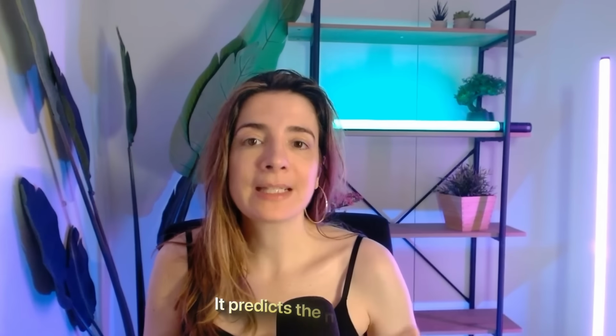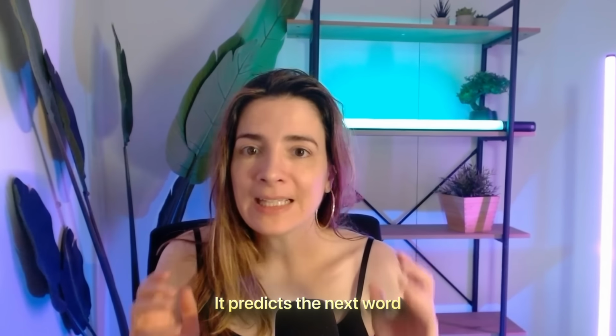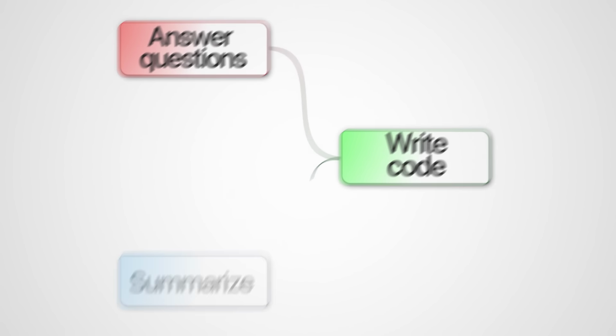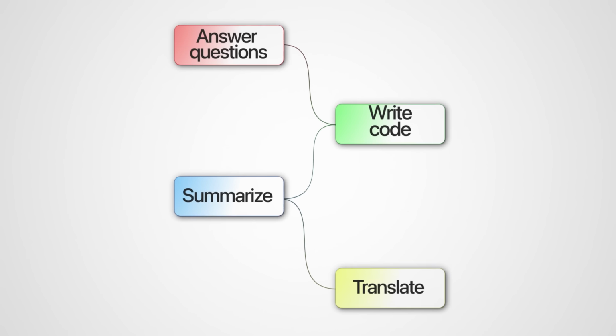What is an LLM really? An LLM like ChatGPT does one thing. It predicts the next word. That's it, but it's insanely good at it. So it can answer questions, write code, summarize, translate. But here's the catch. It doesn't know facts like a database. It guesses based on patterns. That's why it can sound confident but still be wrong.